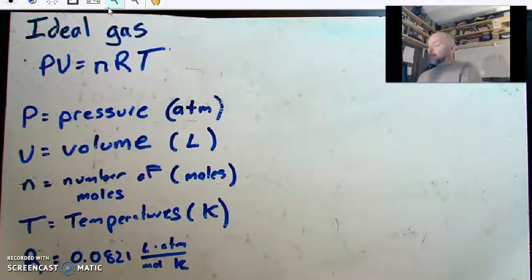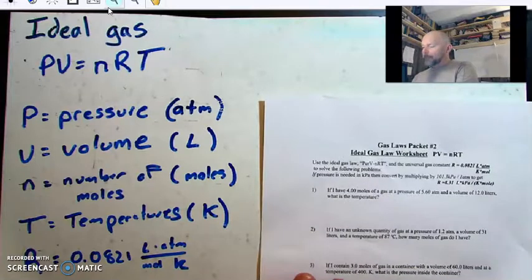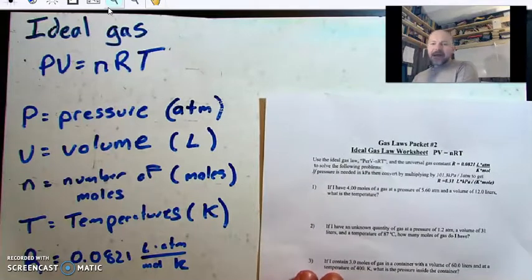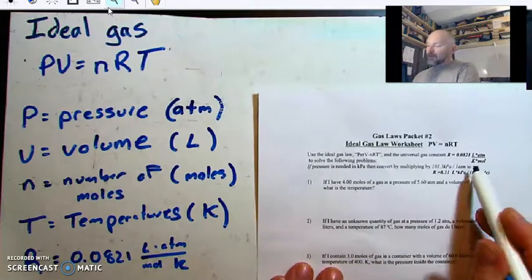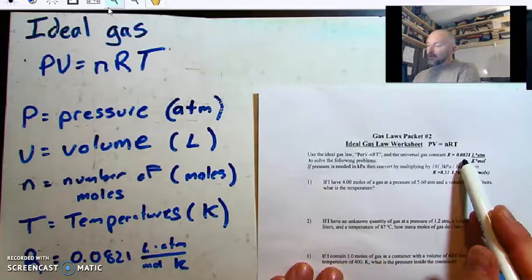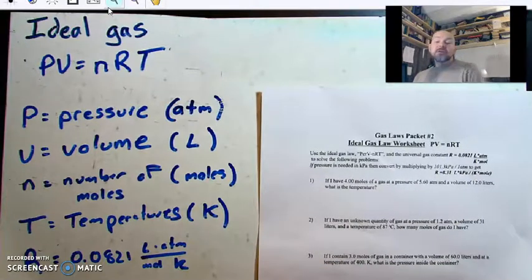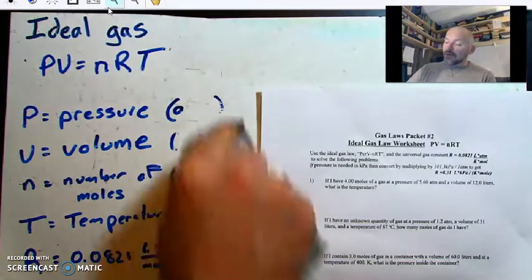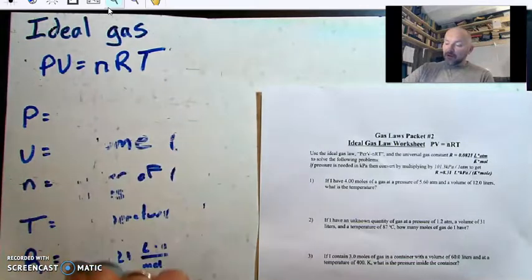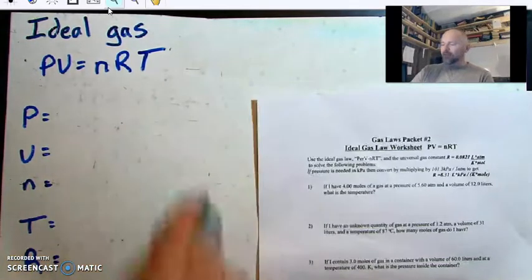So let's do a practice problem. If you look on this worksheet, there's a bunch of different R values. There's 0.821, 8.31. Those are for situations where there are different units for each of these. But in this class, we're only going to deal with pressure in atmospheres, volume in liters, and moles. So let's work through it.